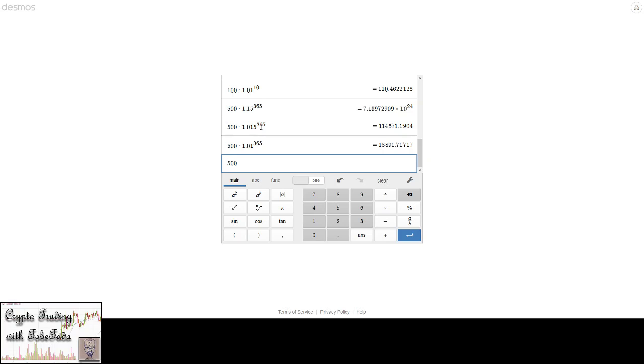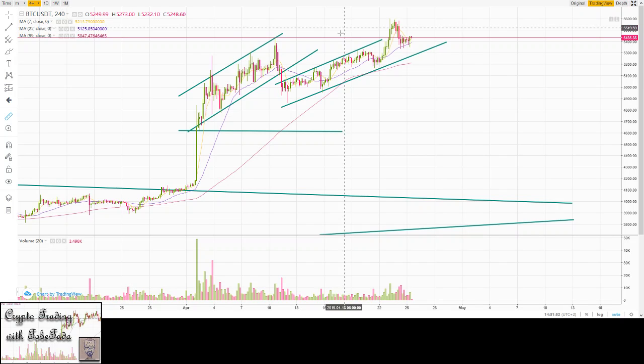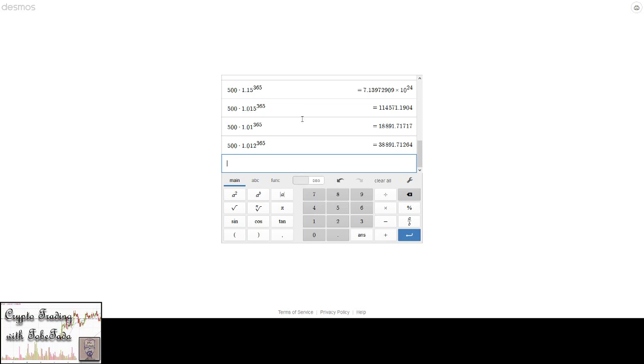So if you go back again and say $500 times, let's say 1.2%, so 1.012 to the power of 365, you'd have almost $40,000. So just by, again, increasing your profit by 0.2%, you'd actually make double the amount of money at the end of the year. And so basically, at least I found that pretty insightful and quite mind-blowing, quite frankly.